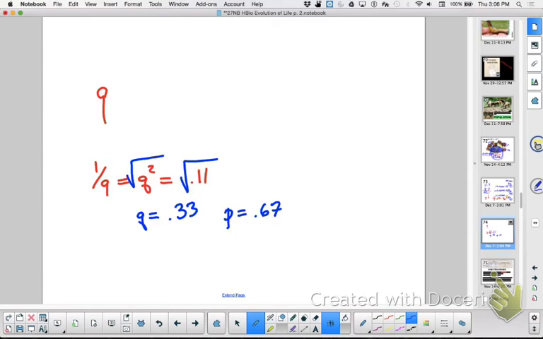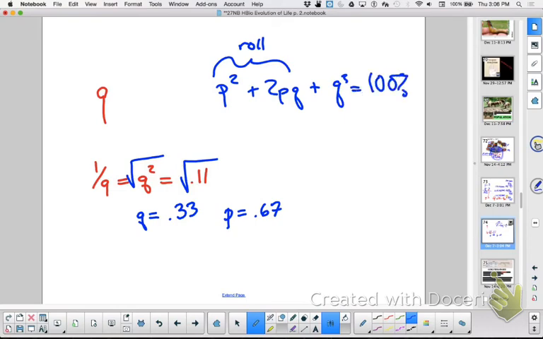No. Heterozygous, PQs. Yeah, so it's P squared plus 2PQ, because it could be PQ or QP, so we just say 2PQ. These can roll. Plus Q squared equals 100%, or 1. So these are our non-rollers. I have solved now for Q, which means I can solve for P, because P plus Q equals 1.